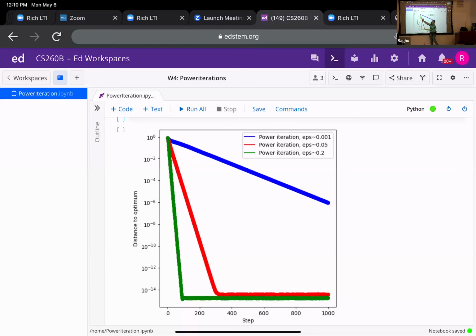And this is distance to the actual singular vector, not the value, right? And you're almost at 10 to the -14, like really fast. Okay. Whereas here, when the gap is 0.001, you're still not there.